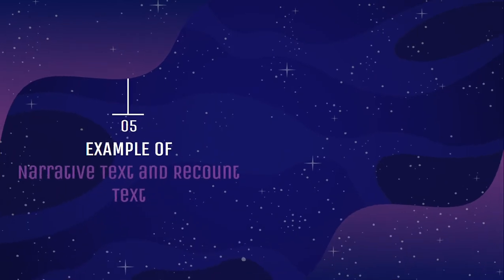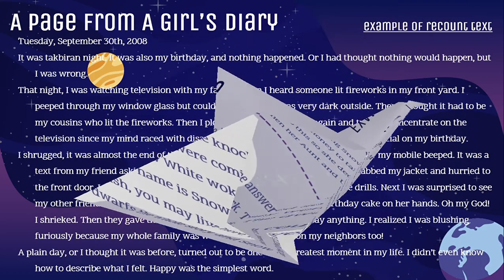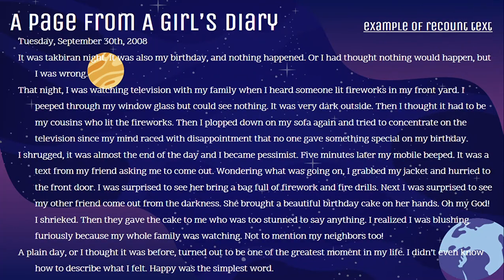And the last one is 5. Example of narrative text and recount text. Example of narrative text is Snow White, Harry Potter, and etc. While example of recount text is a page from a girl's diary.